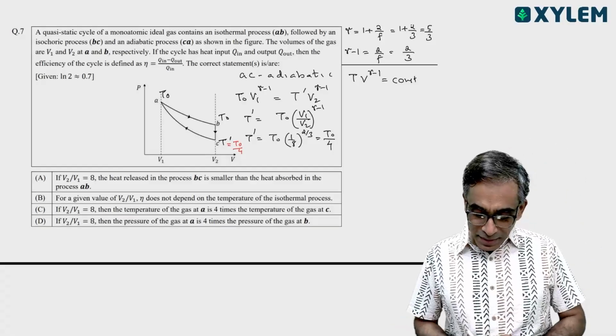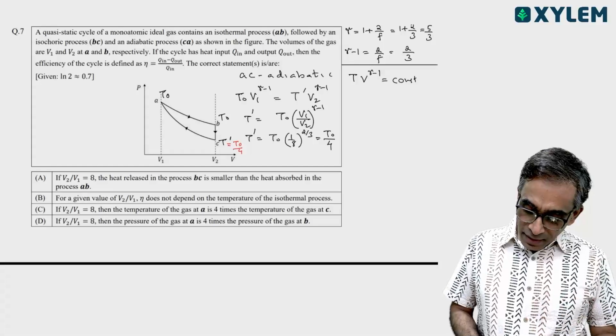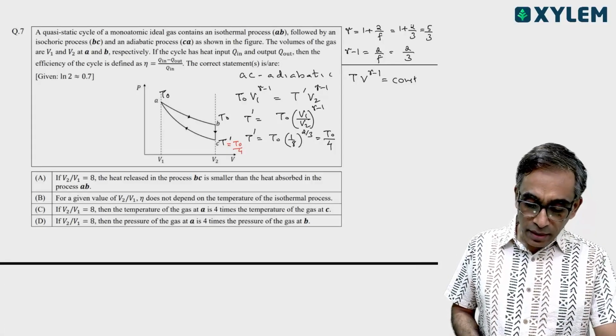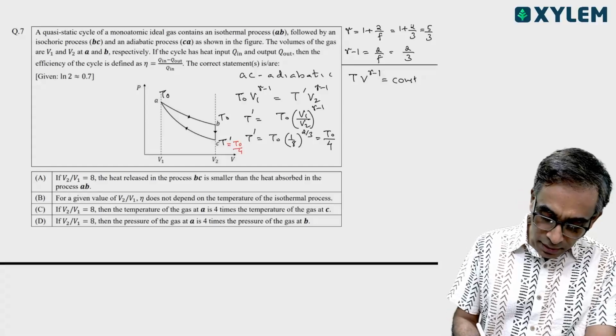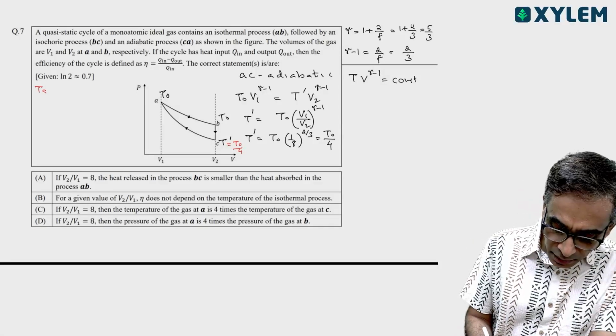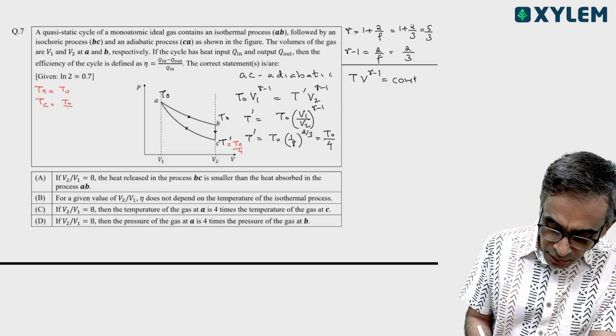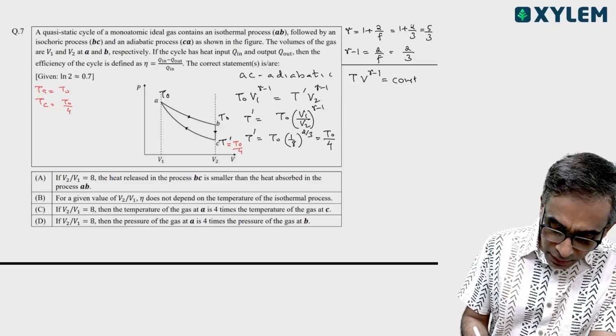So temperature at A is 4 times the temperature at C. Correct? Temperature at A is T0. Temperature at C is T0 by 4. So T0 is 4 times temperature at C, which is correct.